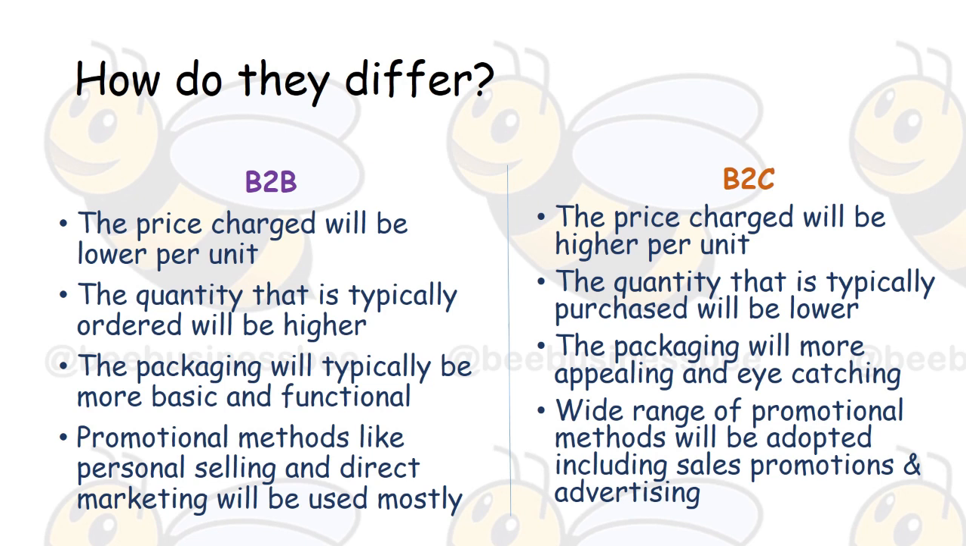The packaging will also be more basic and more functional in the business to business market, whereas in the business to consumer market, it tends to be more eye-catching and appealing to try and add value to try and sell the product to the end consumer. And the promotional methods used in the business to business market will also be different. For example, it'll be more personal selling and direct marketing that will be used to try and build that relationship with the customer. Whereas in business to consumer, it may be more above the line methods such as sales promotion and advertising on ambient methods to try and capture the attention of the audience and get them to spend more money. That's how the two markets tend to differ.